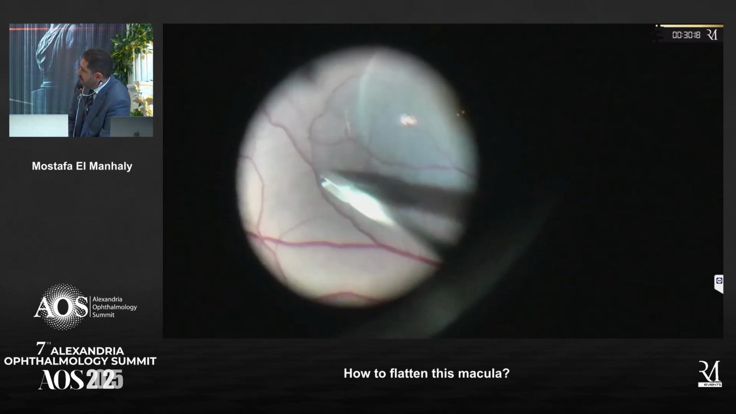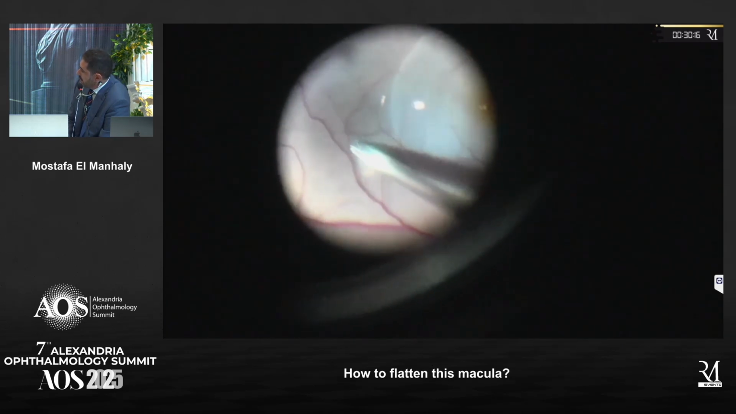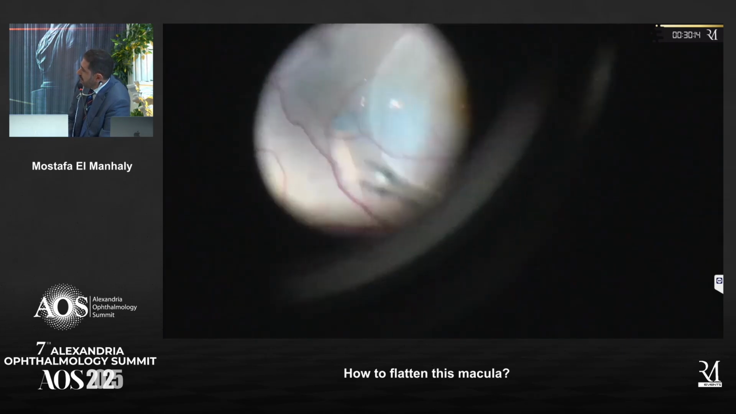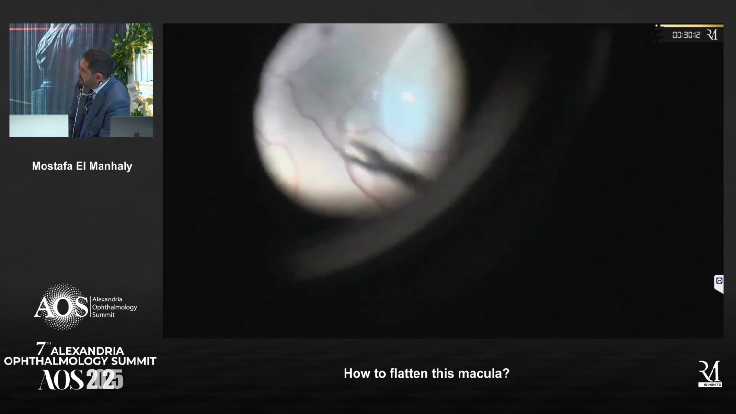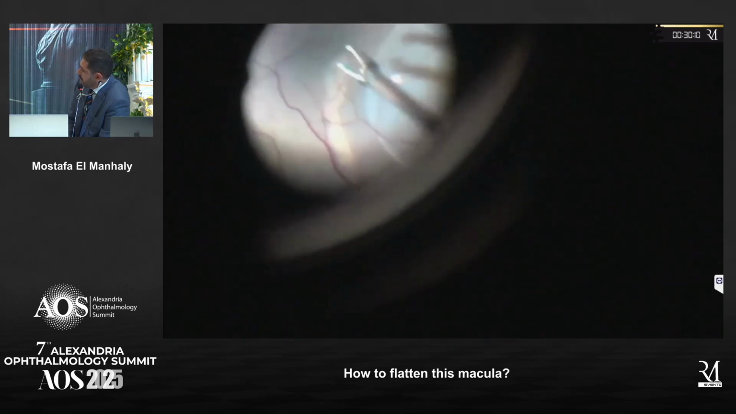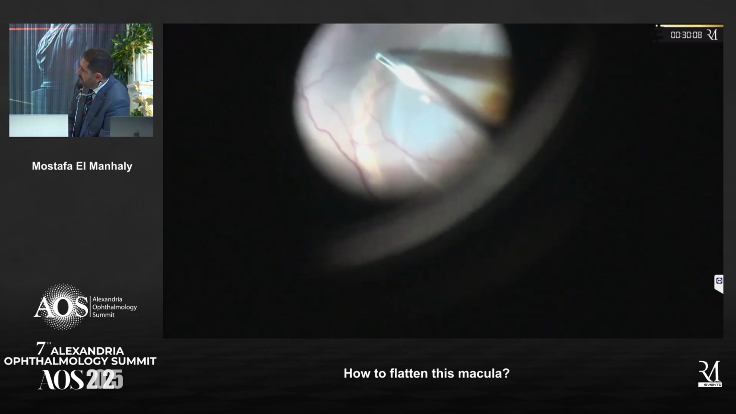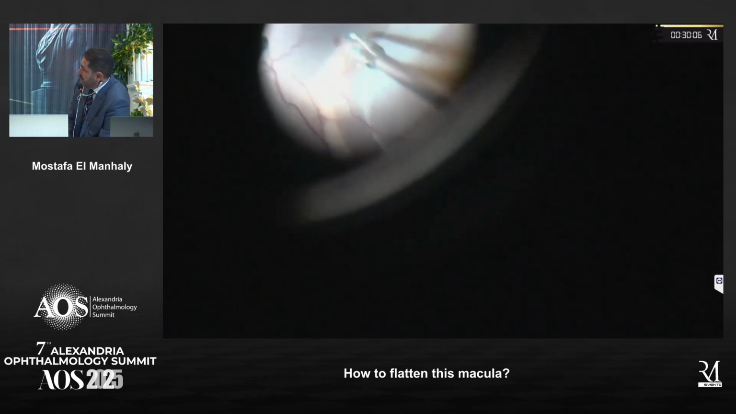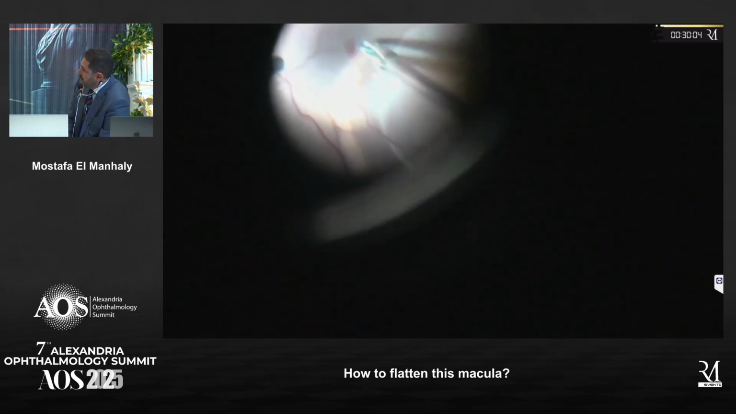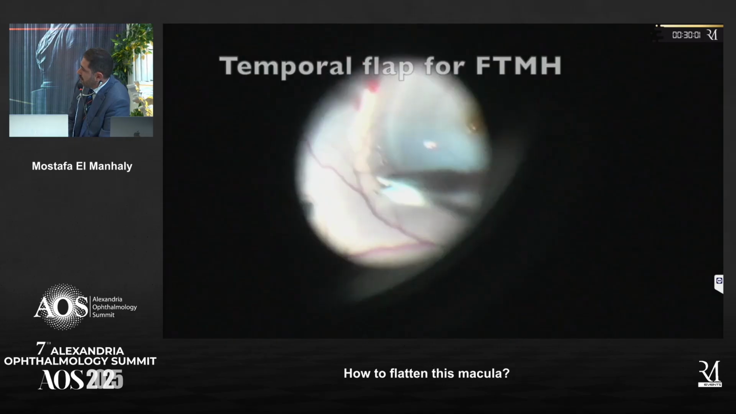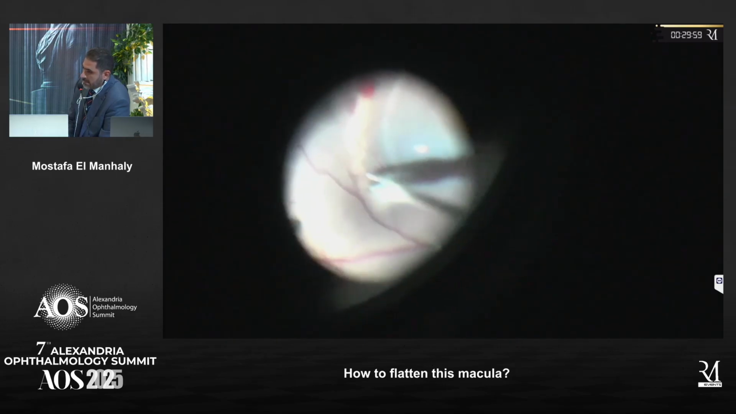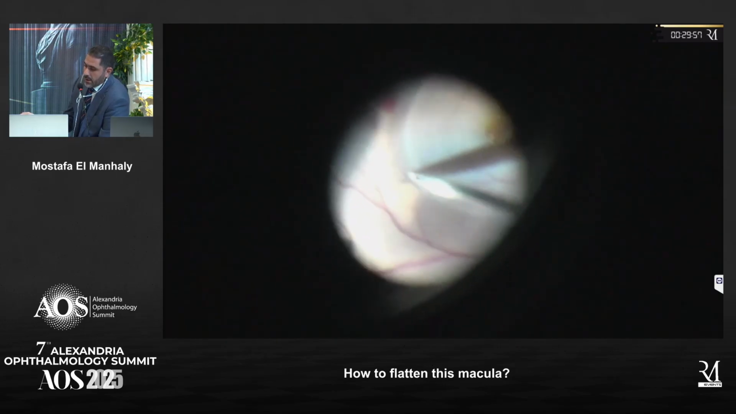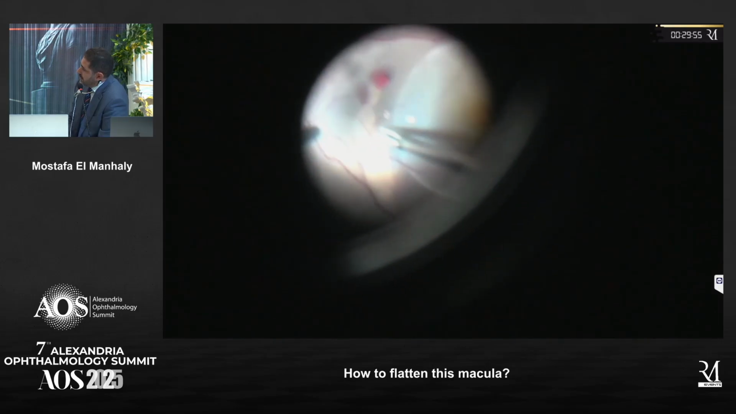And usually I give some chance for improvement, like one or two months. Then, if not, I operate by vitrectomy and ILM flap closing the optic pit. But I don't peel the ILM on the fovea. I peel it in the upper nasal retina and take the flap, close the pit, leaving the ILM intact on the macula.